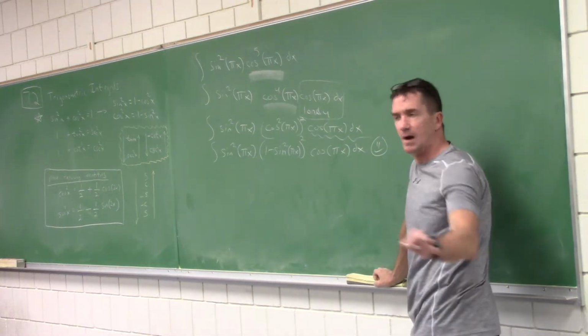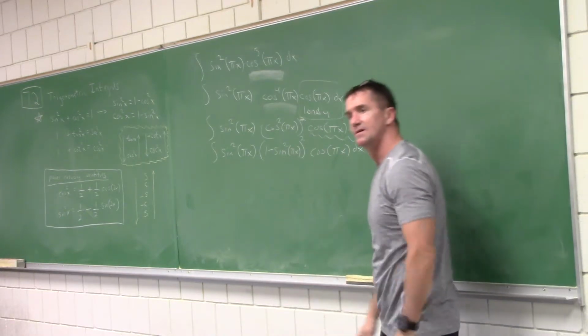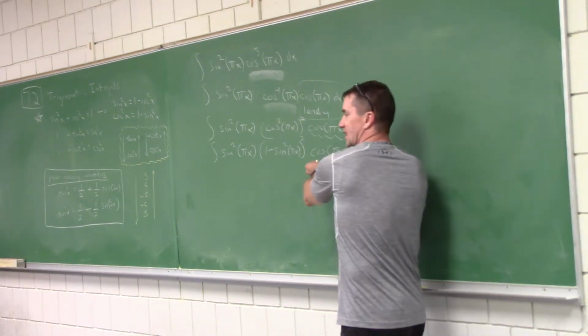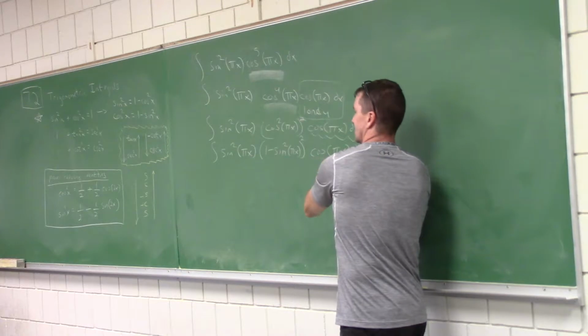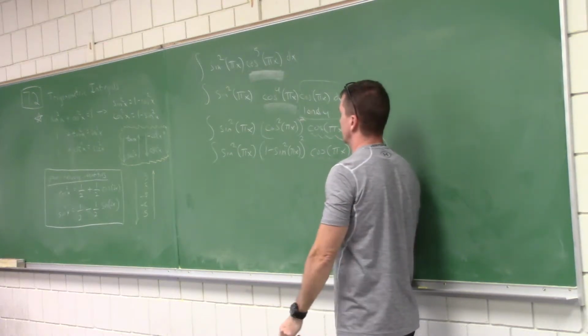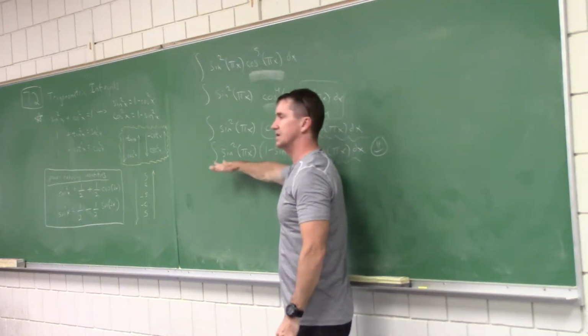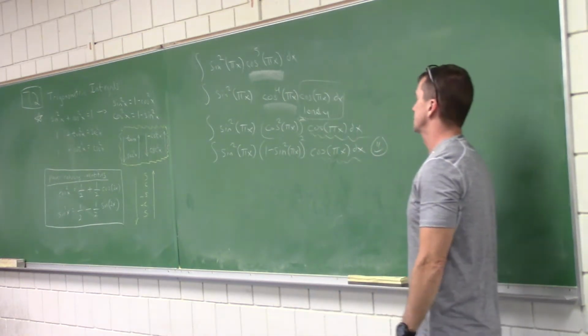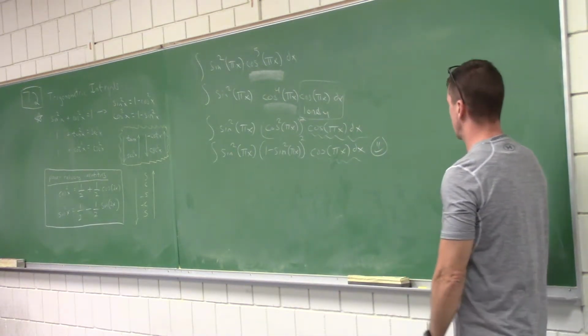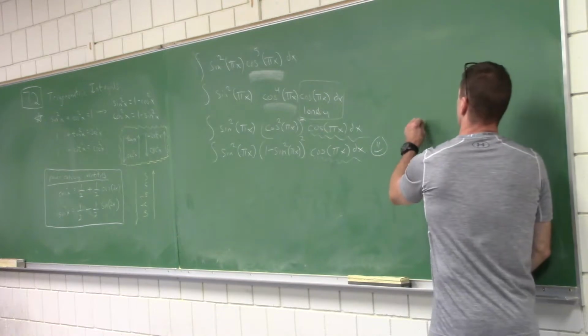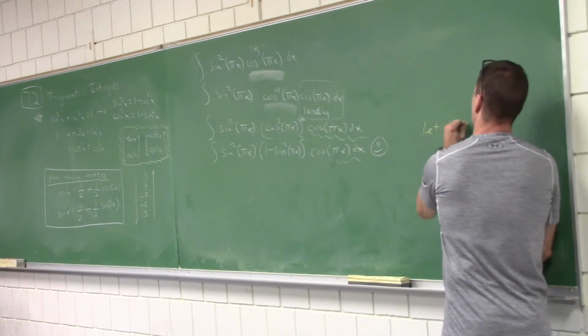The rest of this problem at that point is smooth sailing, because you've got the lonely cosine pi of x. Everything else is in terms of sines. And what do I let u equal to? Sine pi x. There you go. Let u equal the sine of pi x.